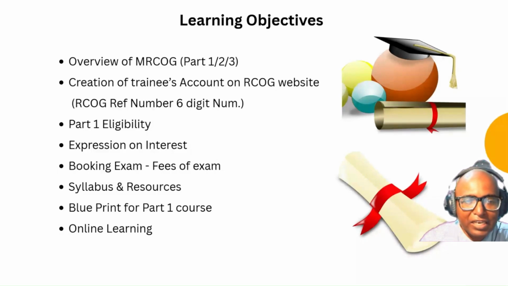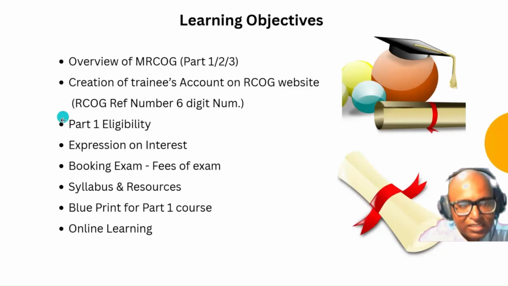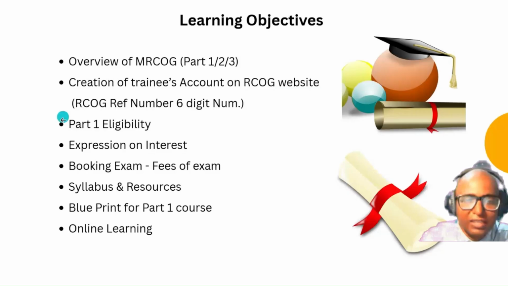Second, you have to send an application for Part 1 eligibility, that is, the application for eligibility for Part 1 of MRCOG. This is a very important step, and you have to send the expression of interest for appearing for the Part 1 examination. For these three things, there is a separate video which I have already created. I'll be giving the link for this video, and you will understand step by step how to create an account, and this is totally free of cost. The next stage is booking the exam, and you will have to pay the fees only when you book the examination. So registering with the RCOG and creating an account does not require any fees.